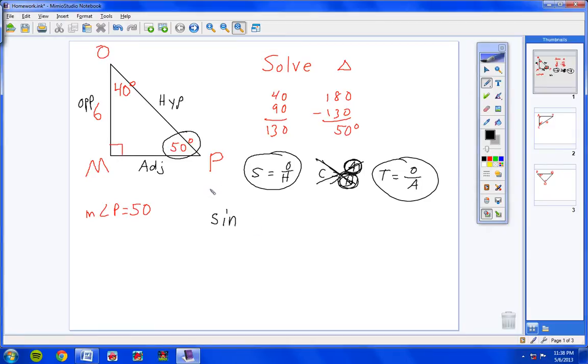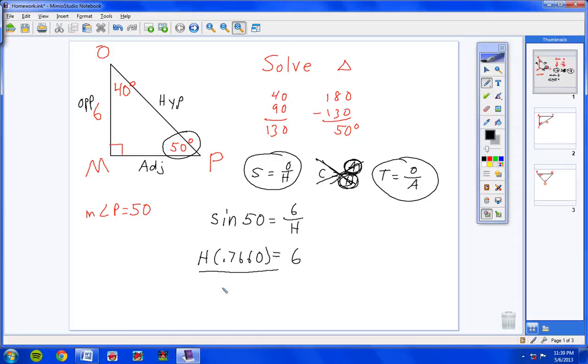So sine of what? What angle did we choose? Sine of 50 equals, and what is sine equal? Opposite over hypotenuse. Well, opposite is 6 and hypotenuse is h. Now, I take the bottom of the fraction, I multiply both sides by h. The right side is left with 6 and the left side would be h times sine of 50. Now, if you type in the sine of 50 into your calculator correctly, you will get 0.7660.